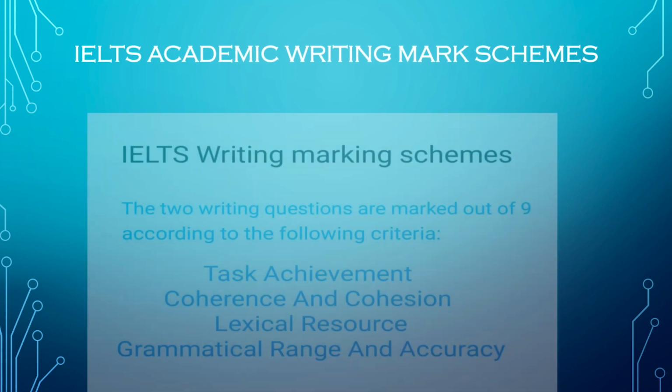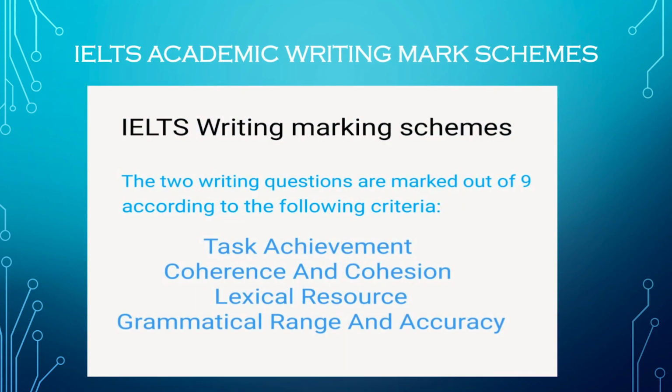Examiners use detailed performance descriptors when marking IELTS. The two writing questions are marked out of 9 according to the following criteria. 1 is task achievement, 2 coherence and cohesion, 3 lexical resource, and the last one is grammatical range and accuracy.